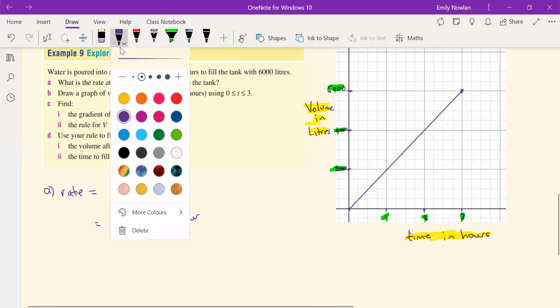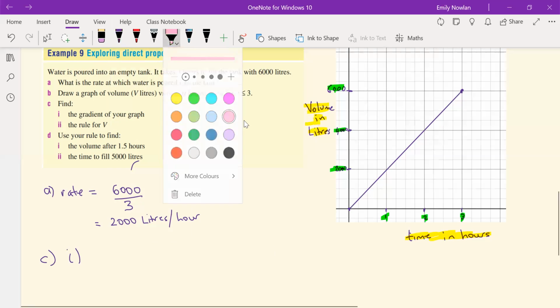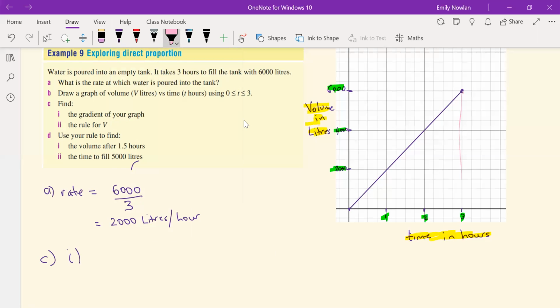Okay, so next question is C. Find the gradient. Now the gradient you can see here again, just like we did before, is the rise, or the change in Y, over the run. How far up over how far across. So the gradient is how far up, 6,000, over how far across, 3. It's 2,000. It's the same as the rate, and that's what we said before.